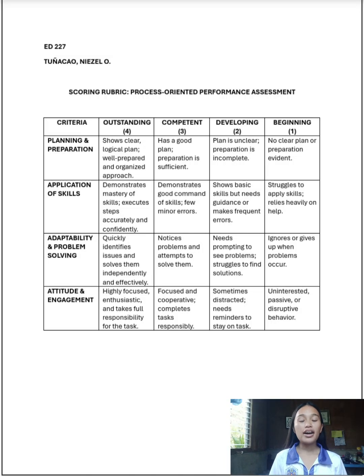Good day. I am Nizel Tonyakaw from BEd 2A, and today I will be explaining the concept of process oriented performance based assessment and how the rubric that I have crafted is designed to measure it. So, first is the concept.